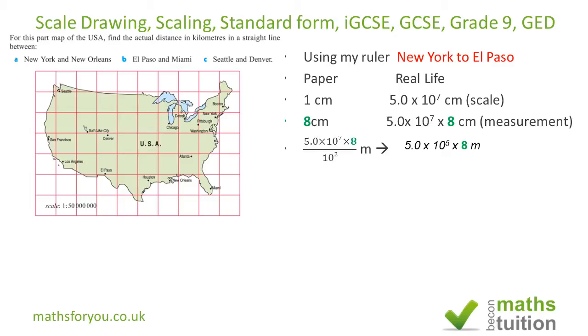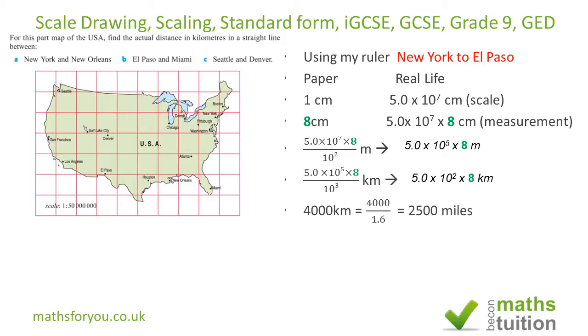Now we need to change that from meters to kilometers. And there are 1,000 meters in 1 kilometer. So we divide all that by 10 to the power 3. And as before, because we're dividing, we do 5 minus 3. So we end up with 5.0 times 10 squared times 8 kilometers. And when you do some calculation, you end up with 4,000 kilometers. And that's the form the answer is required in.